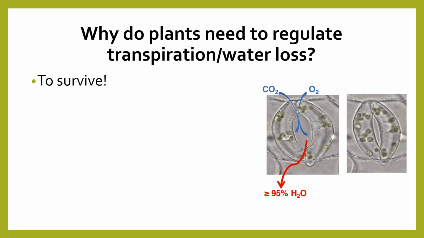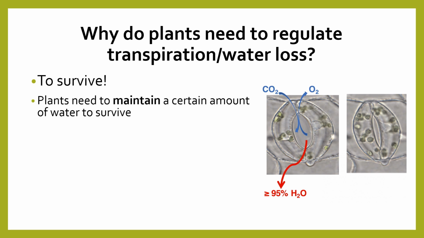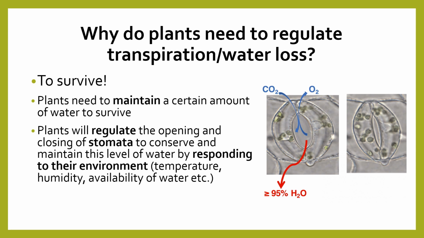And as we know, plants need water to survive, so they have to regulate water loss. They can't just lose all their water or they won't survive. Plants need to maintain a certain amount of water to survive, and so this process is really important. And one way plants regulate water loss is by opening and closing the stomata, and this helps conserve or maintain a level of water in response to the environment.